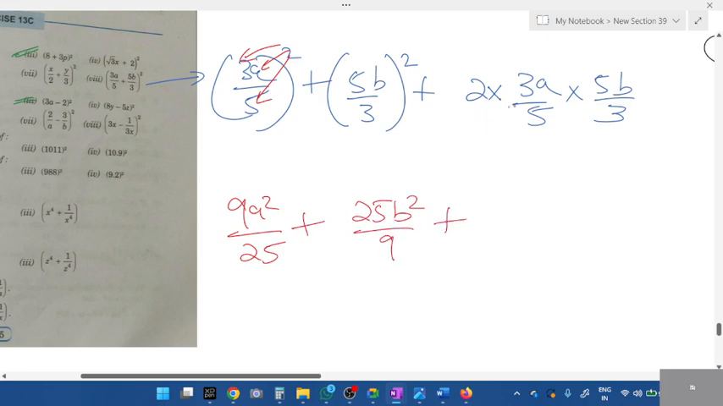Next one. Yes, which one gets cancelled here? Before multiplying, which one can we cancel? 5 and 5, 3 and 3. What is left? 2ab is left. Understood students, is it clear?